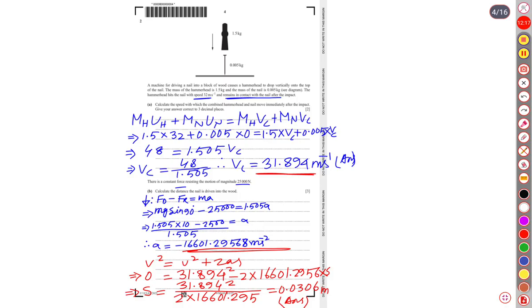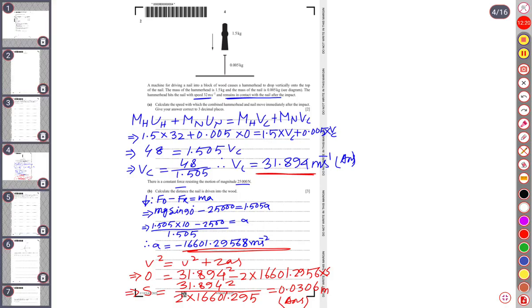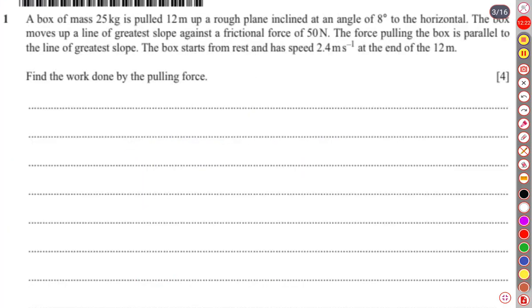Well, let's move back to question number 1. Question number 1 says, a box of mass 25 kg is pulled 12 meter up a rough plane inclined at an angle of 8 degree to the horizontal. The box moves up a line of greatest slope against a frictional force of 50 Newton. The force pulling the box is parallel to the line of greatest slope. The box starts from rest and has speed 2.4 meter per second at the end of the 12 meter. Find the work done by the pulling force.